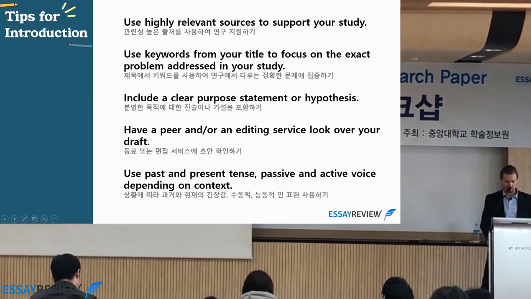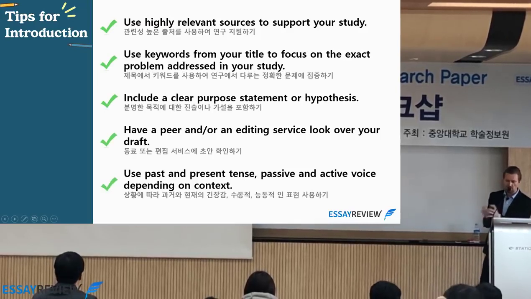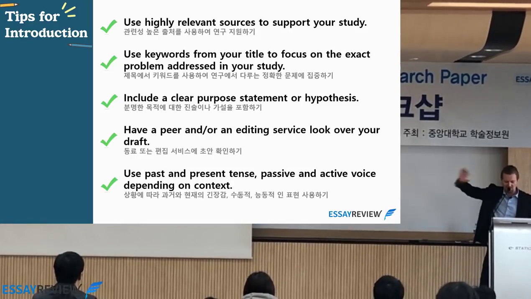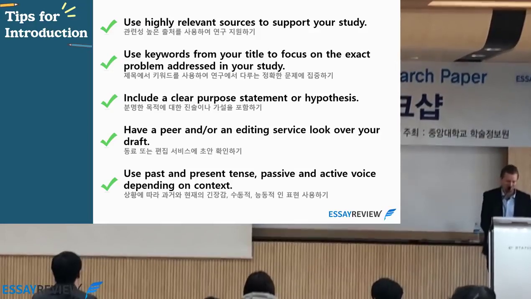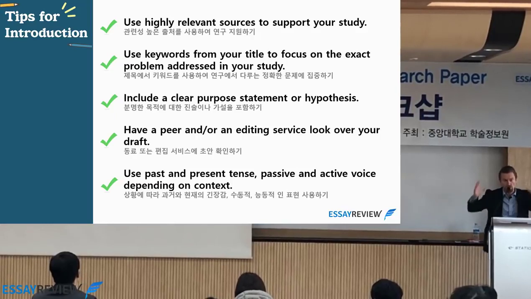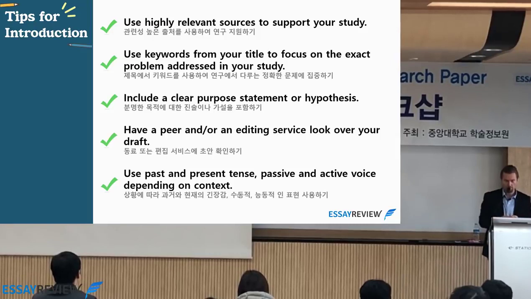We'll just look at a few of these. So you want to make sure to only use highly relevant sources. Only use the sources that are closely related to your study, right? Don't use Einstein if you're not writing about his exact theories of relativity or related theories. Use keywords from your title. So in your introduction, use words from your paper title right away. And include a clear hypothesis, of course.